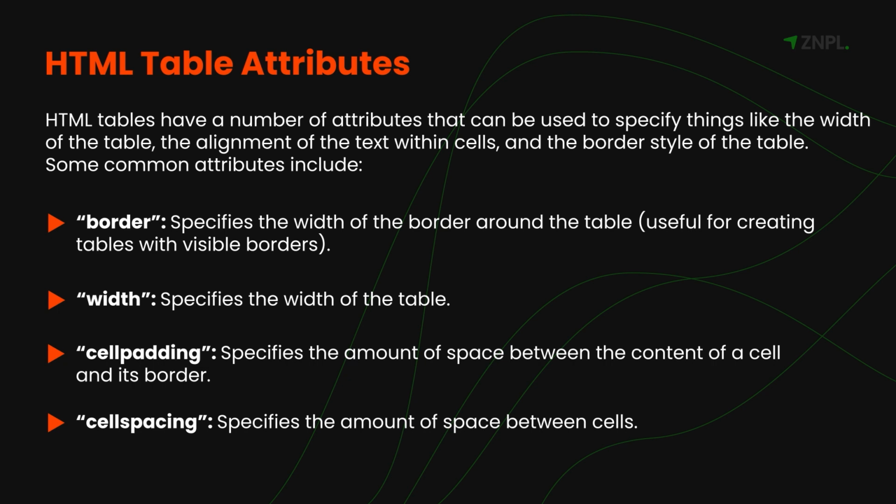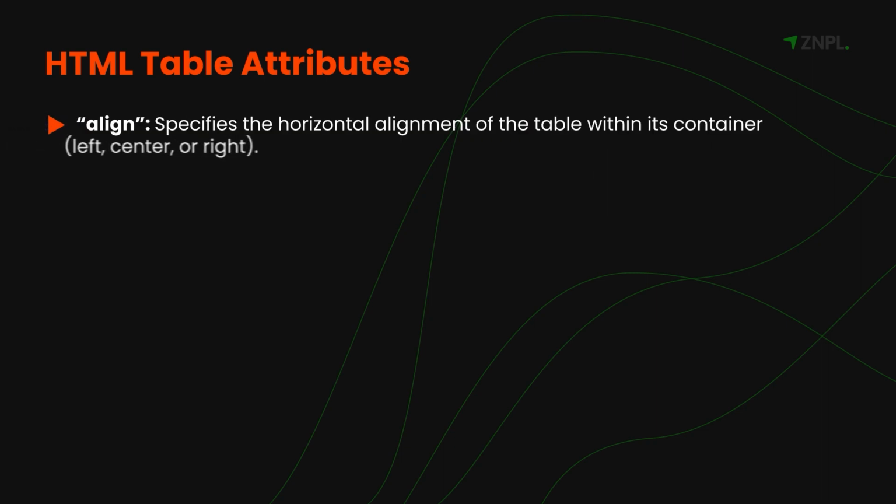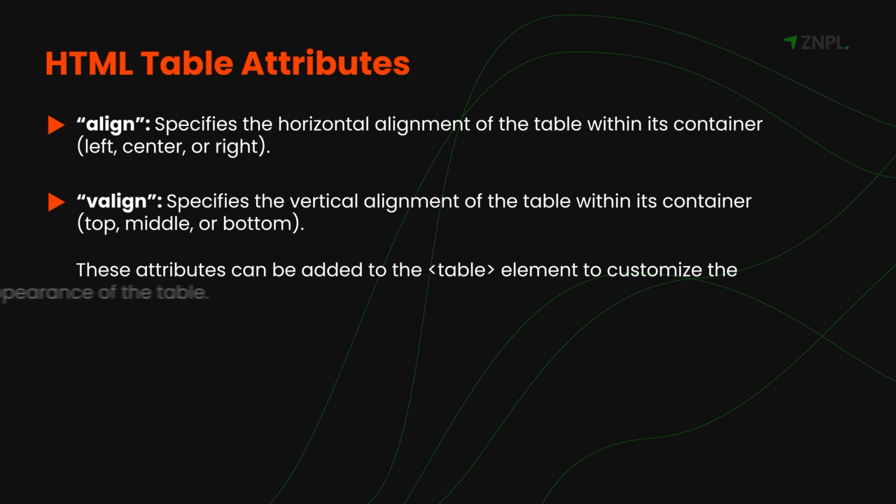Cell padding specifies the amount of space between the content of a cell and its border. Cell spacing specifies the amount of space between cells. Align specifies the horizontal alignment of the table within its container, left, center, or right. Align specifies the vertical alignment of the table within its container, top, middle, or bottom. These attributes can be added to the table element to customize the appearance of the table.